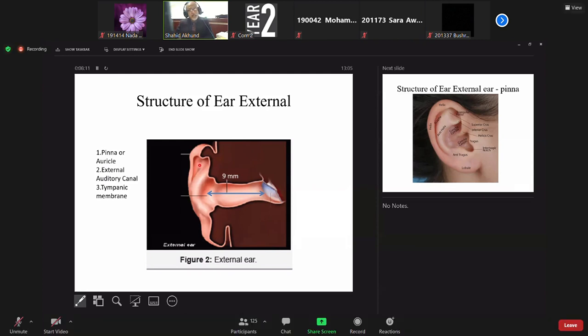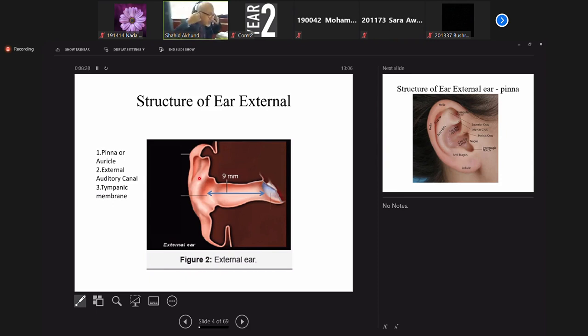So you can see that the skin of the pinna is very adherent to the underlying cartilage. So if I ask some of you to pinch the skin of your ear, for instance, like this. Can you pinch the skin from your ear itself, from the pinna? Try to do that.